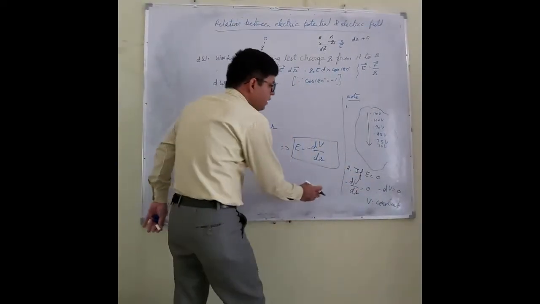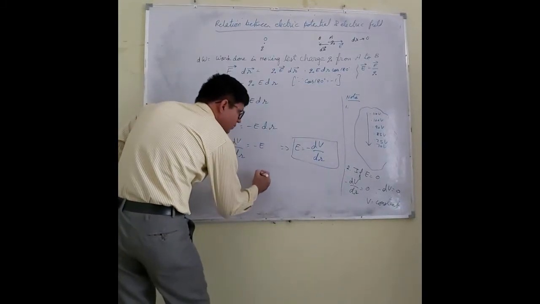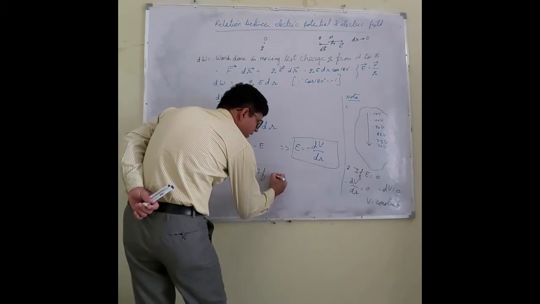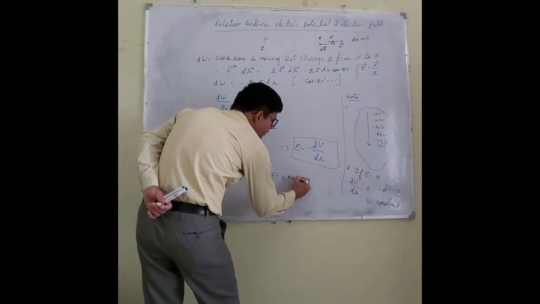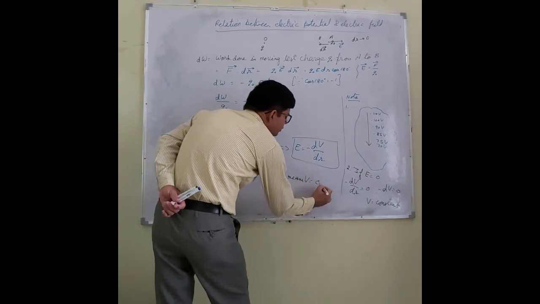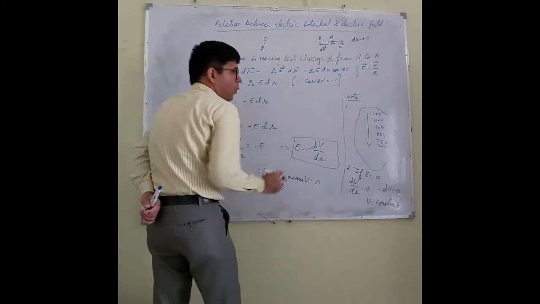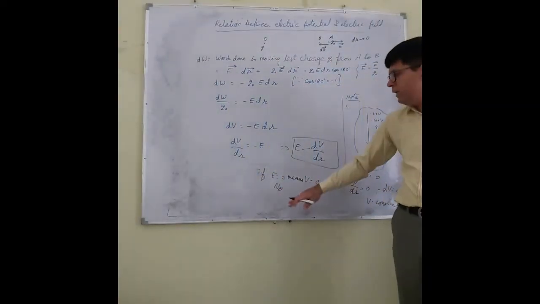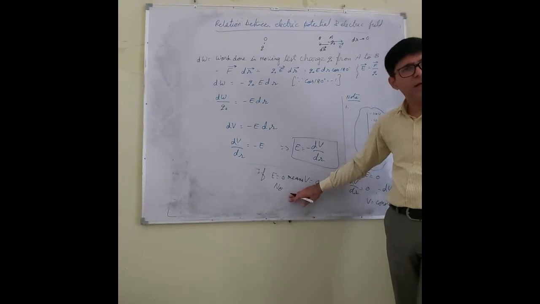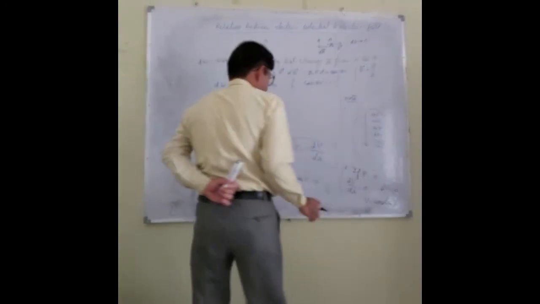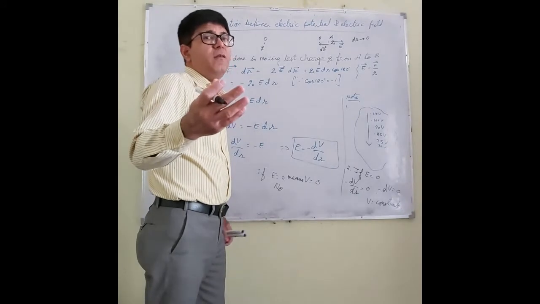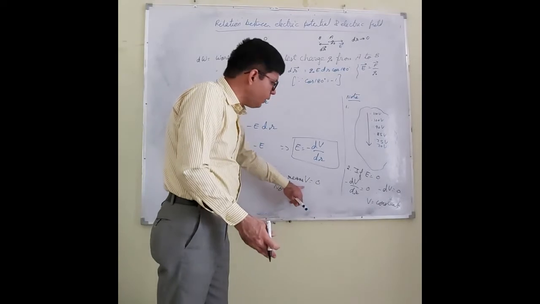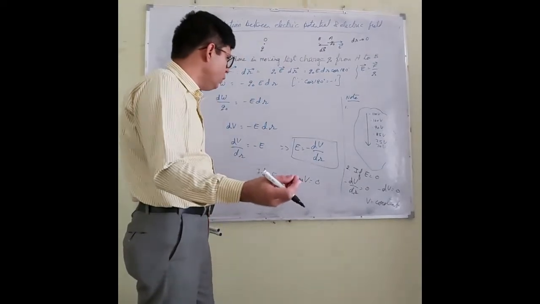So, if a question comes: if E equals 0 means V equals 0? The answer is no. V may or may not be 0. The condition is V has to be constant. If I say the value of V in a given region is 50 volt, then again in that case E will be 0. But E equals 0 does not imply that V equals 0.